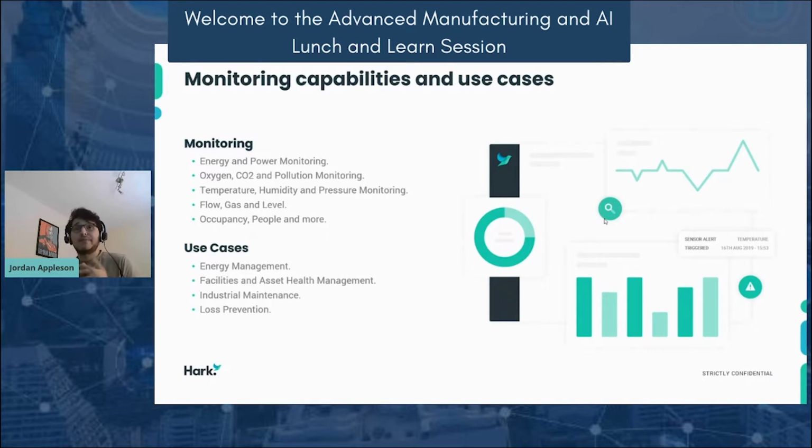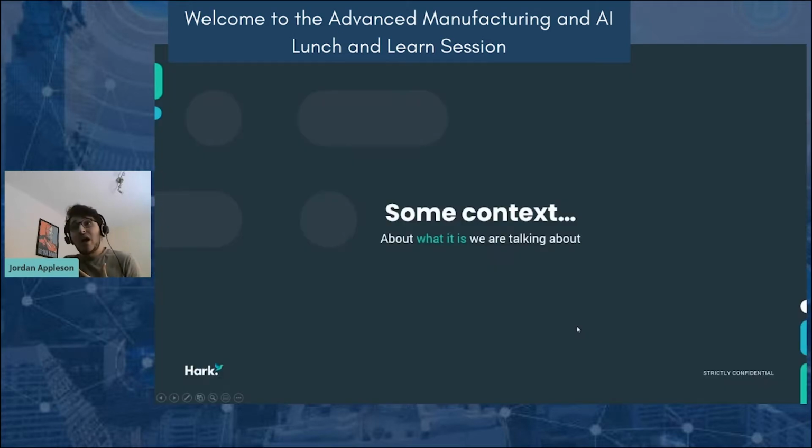And what we're focused on use case wise is energy management, facilities and asset health management, so maintaining the health of an asset in industrial maintenance. So a little bit of context around today's talk and session. Essentially, what I'm going to talk about today is anomaly detection. But before I do that, I want to talk about some context around what we're connecting to and those assets, as well as why this is an important thing.